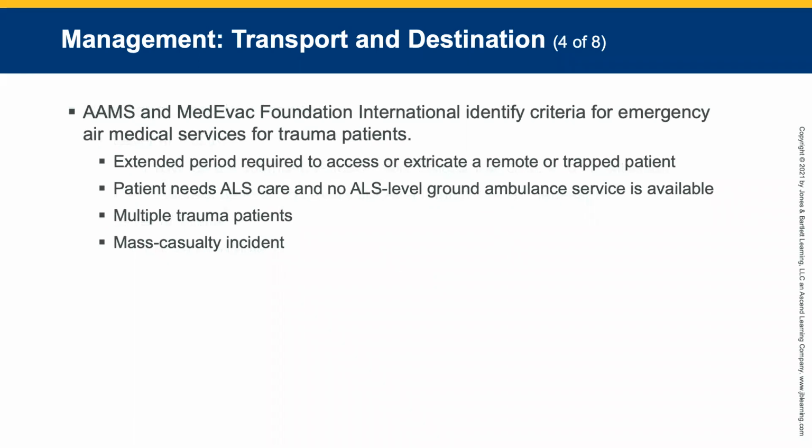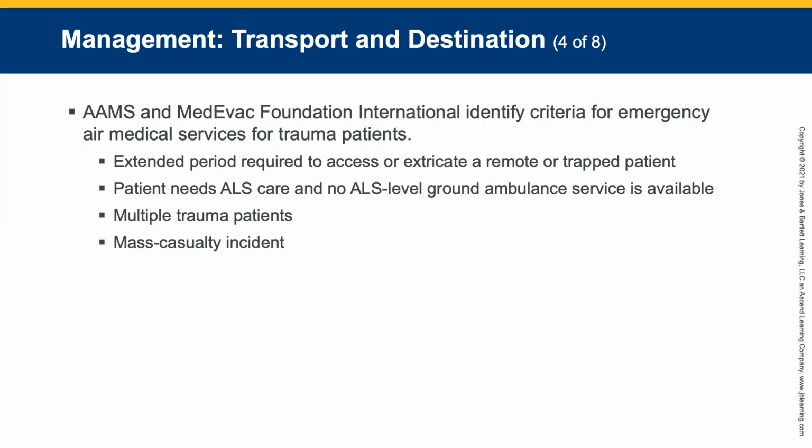The Association of Air Medical Services, AAMS, and MedEvac Foundation internally identified the following criteria for the appropriate use of emergency air medical services for trauma patients. There is an extended period required to assess or extricate a remote or trapped patient. The distance to the trauma center is more than 20 to 25 miles. The patient needs ALS care, and there is no ALS level ground ambulance service available within a reasonable time frame.